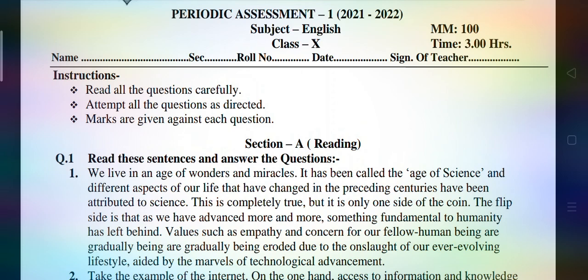In this video, we will go through the explanation of the English question paper. Let me tell you about the question paper and how many sections there will be. As you know, your question paper is divided into 4 parts: reading section, literature, grammar and writing section.